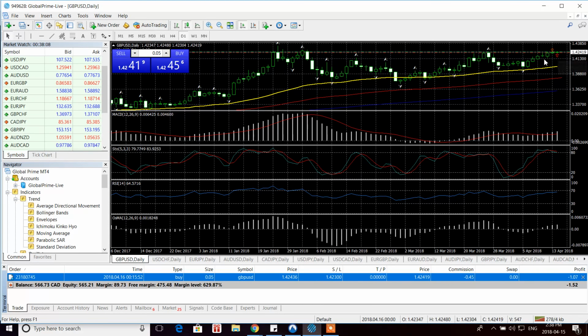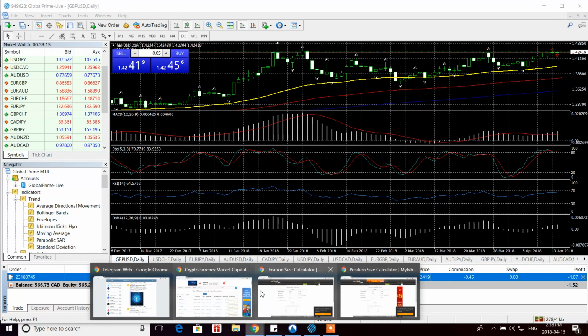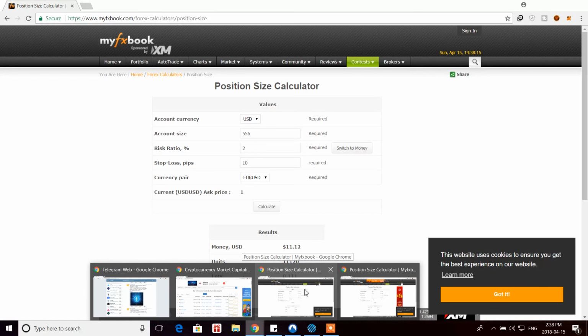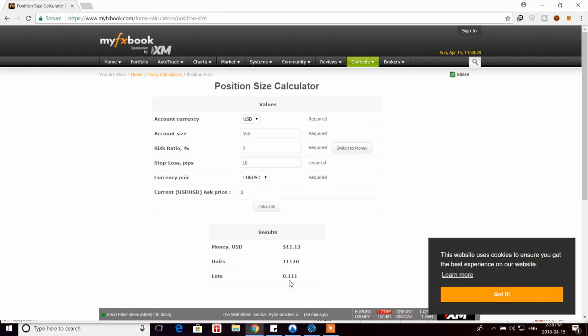Okay, so what I want to do is day trade just a smaller amount. We've got 0.5 here, so a half of a mini lot we've got in there. So we've got half of that. Now let's look here.